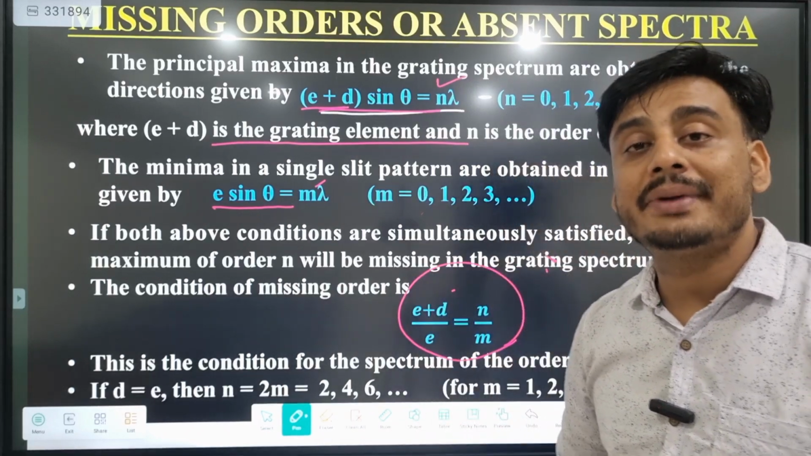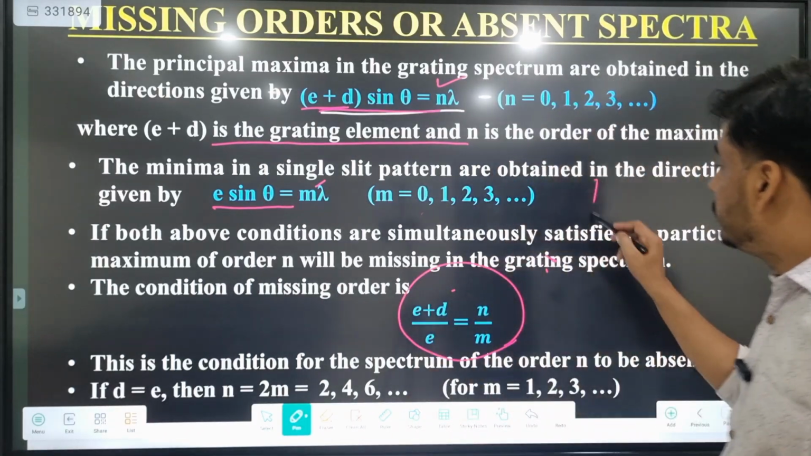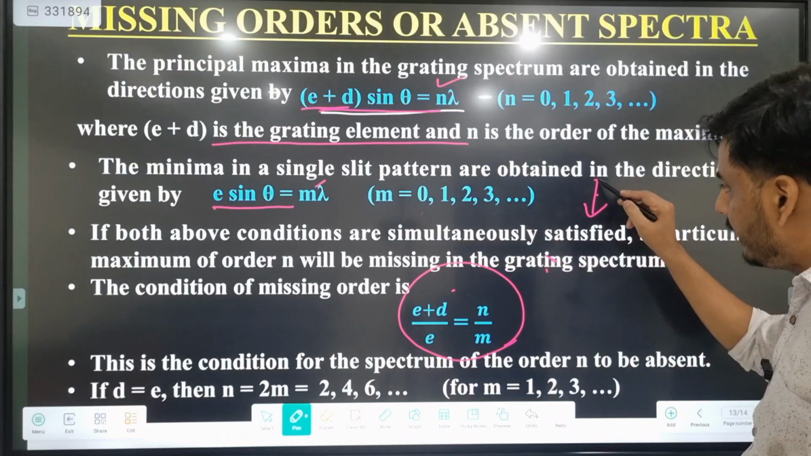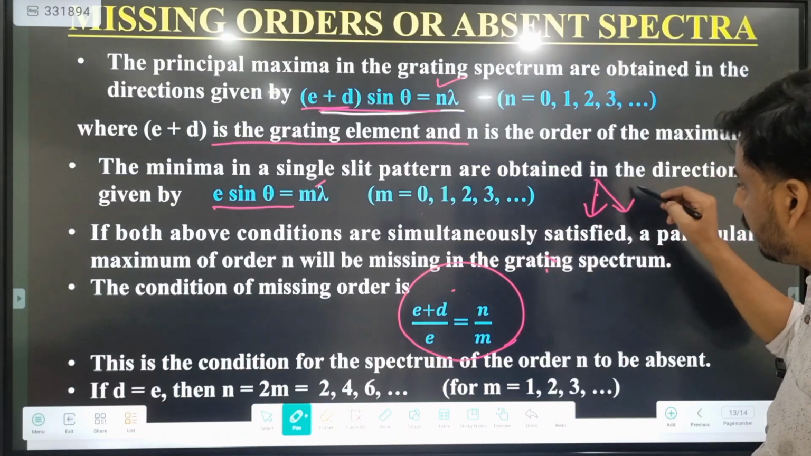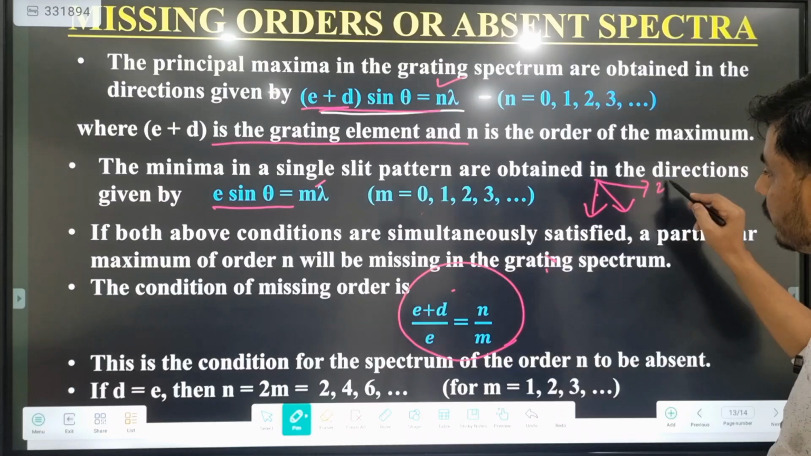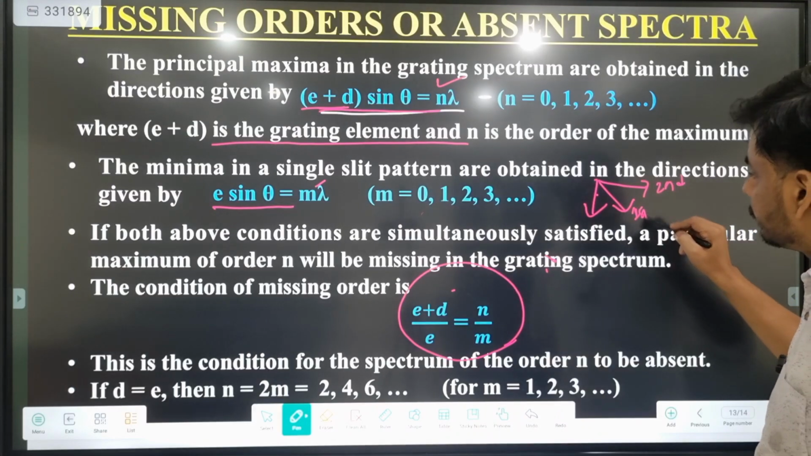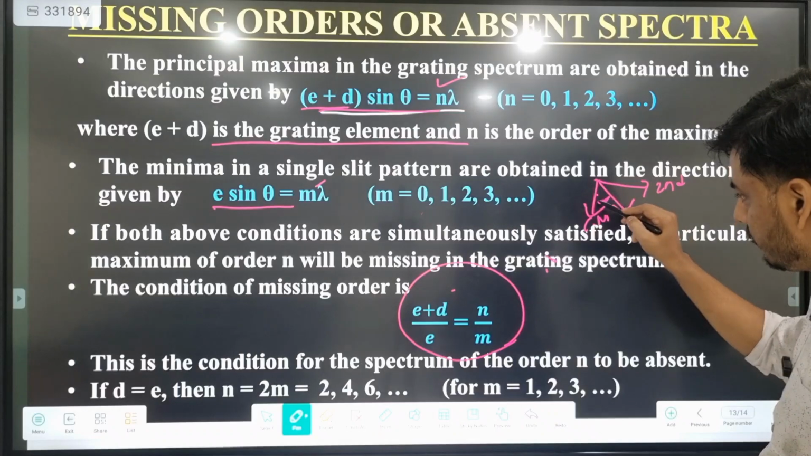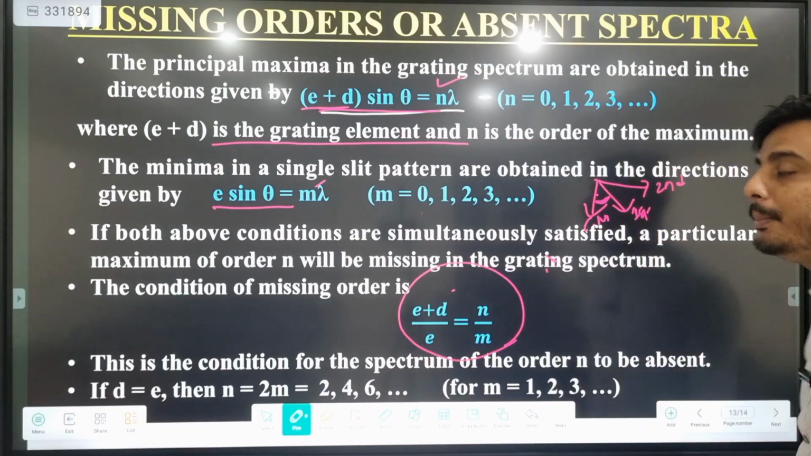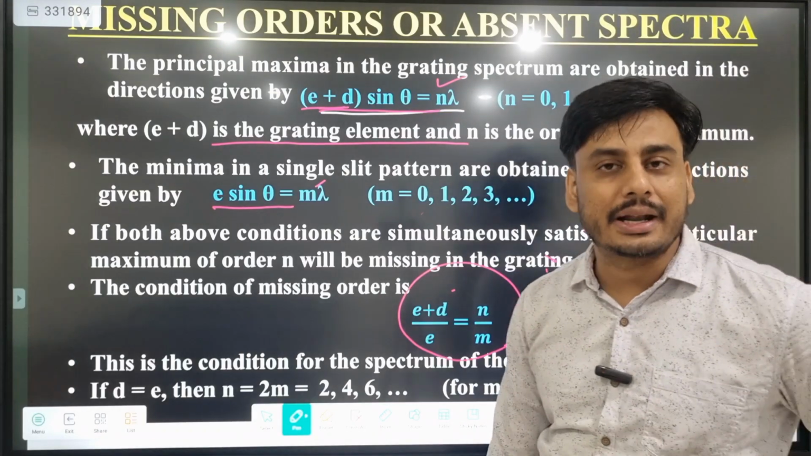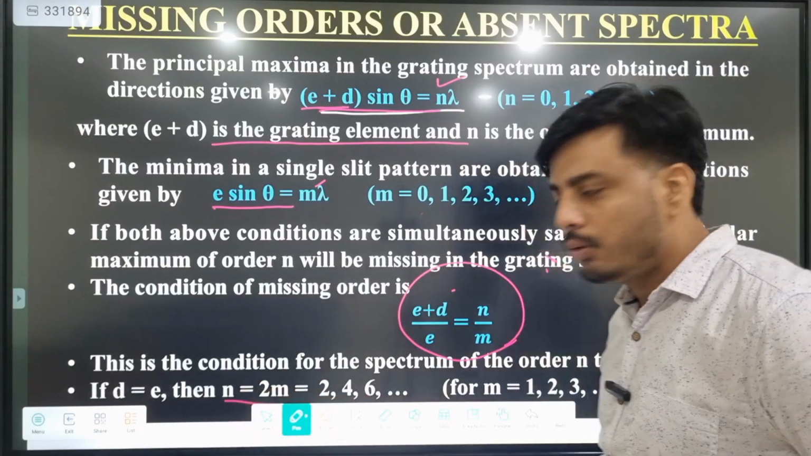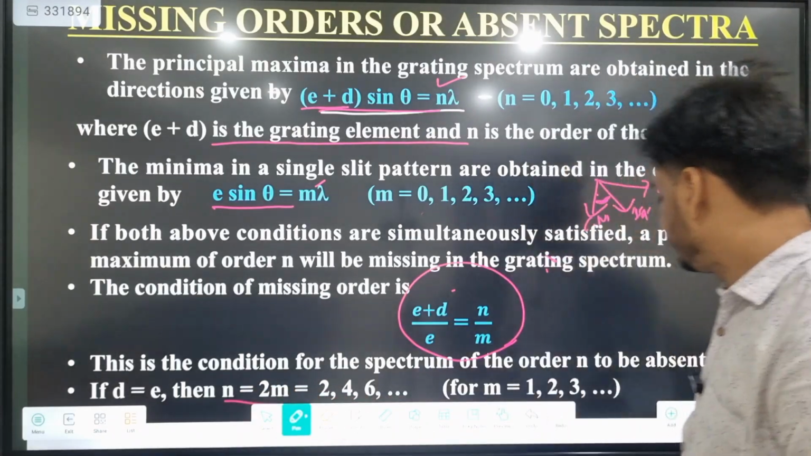You must have observed in the practical that we have central maxima, then complete darkness, then first order, again complete darkness, then second order. So in between some orders are completely missing, which is said to be the missing order spectra. This is because of this condition. And if E equals D, then N equals 2M, double.